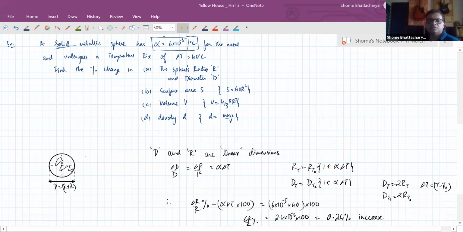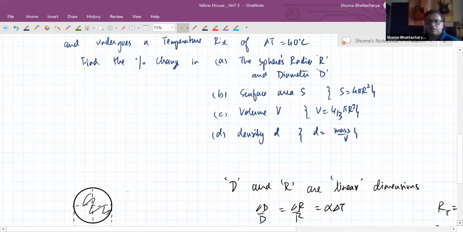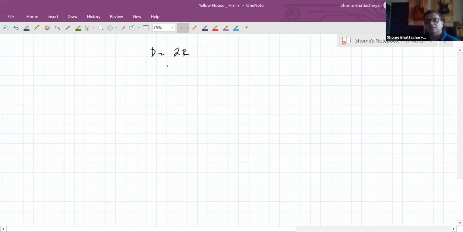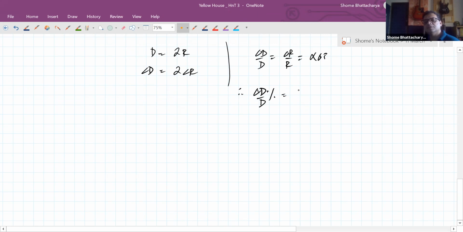See, the percentage change will be the same. The change in diameter will be double the change in radius. That's correct. If diameter is equal to 2 times radius, the change in diameter will be 2 times the change in radius. But change in diameter divided by diameter is the same as change in radius divided by radius, which is alpha delta T. Therefore, the percentage change in the diameter is the same as the percentage change in the radius, which is 0.24%, and it increases by that.